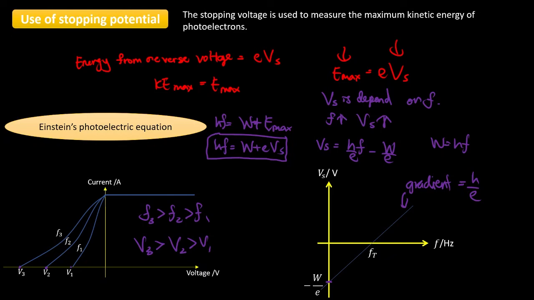So that's it for stopping potential. The meaning of stopping potential is the energy used to stop the most energetic photoelectrons from reaching the anode, so that no current flows in the circuit. And this stopping potential is very useful in determining the maximum kinetic energy.